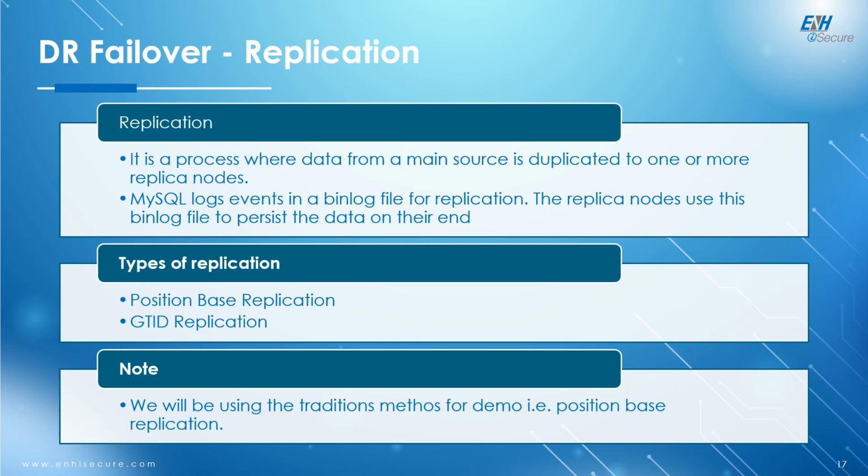So another DR failover piece is replication. Replication is a process where data from a main source is duplicated to one or more replica nodes. So consider MySQL, which logs events in the bin log file for replication. The replica nodes use this bin log file to persist the data on their end. And there are two types of replication. One is position based replication and the other one is GTID replication. So in our demo environment, we'll be using position based replication.